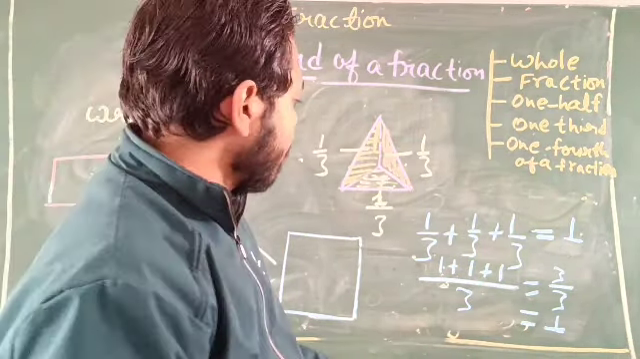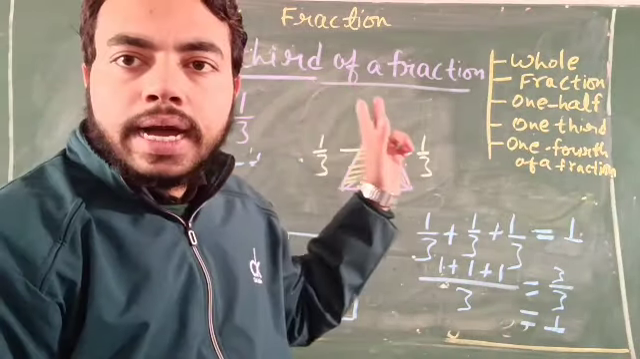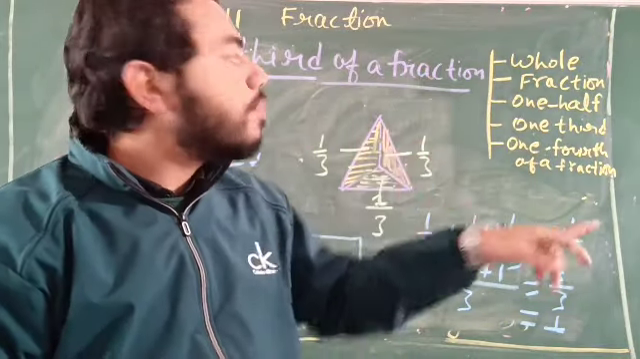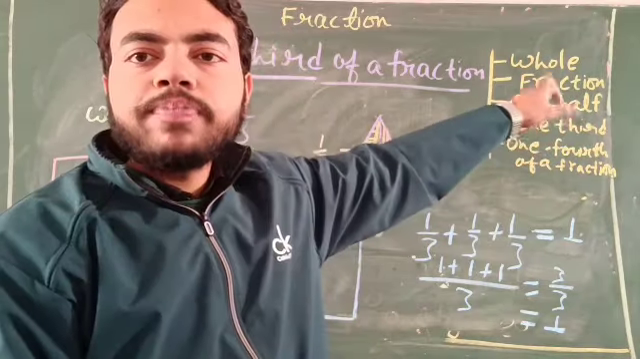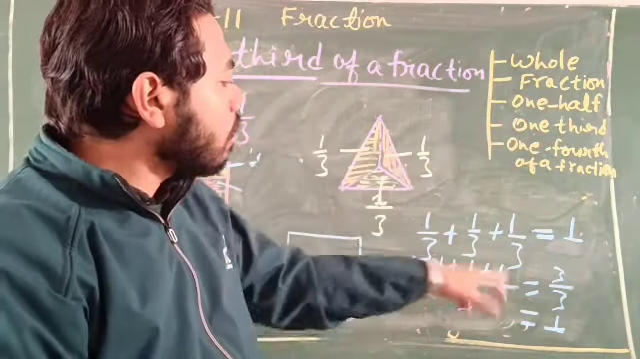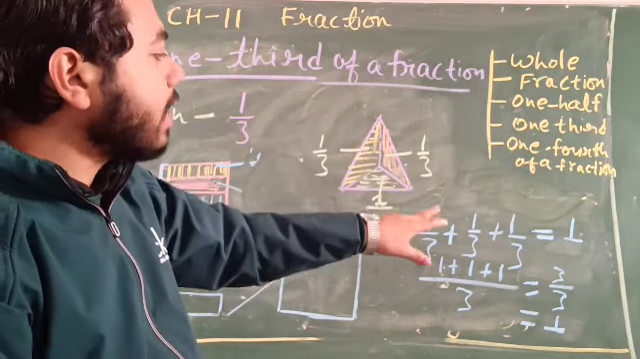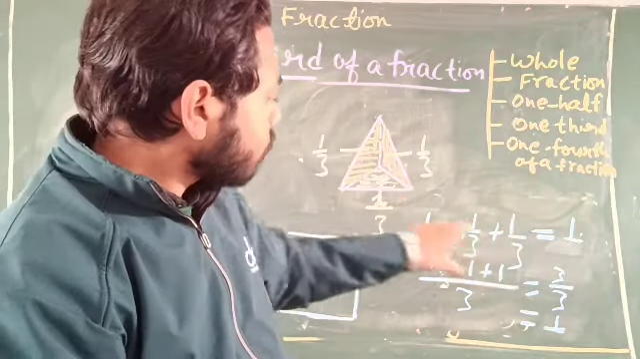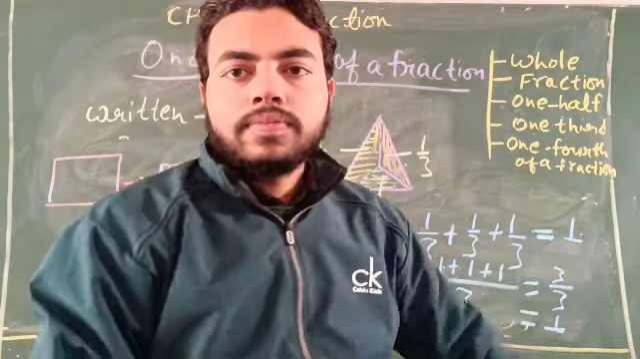Before, we talked about 1/2 and 2/2. 2/2 make a whole. In this case, 1/2 plus 1/2, that is 2/2, makes a whole. And here in 1/3, 3 times 1/3, when added, we get 1. Okay. Thank you.